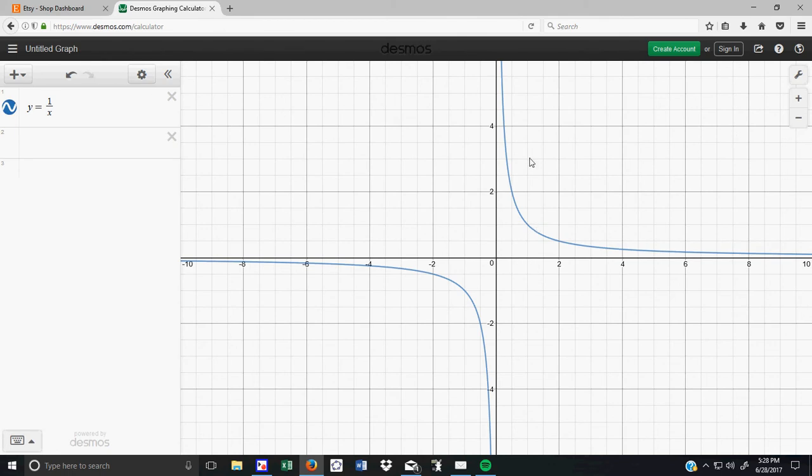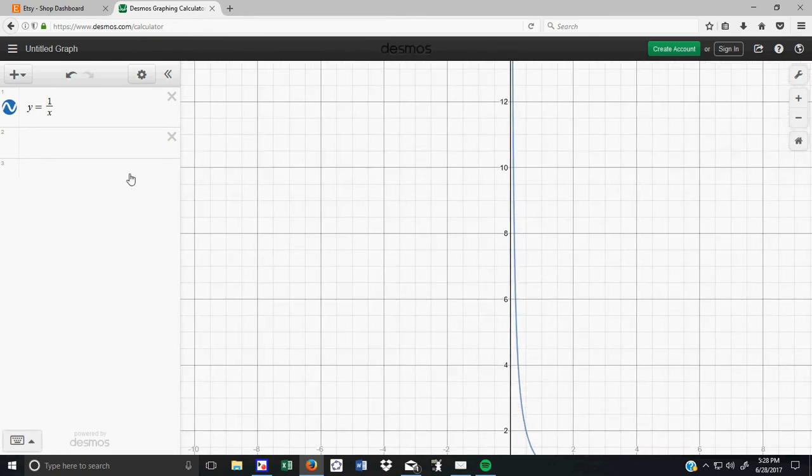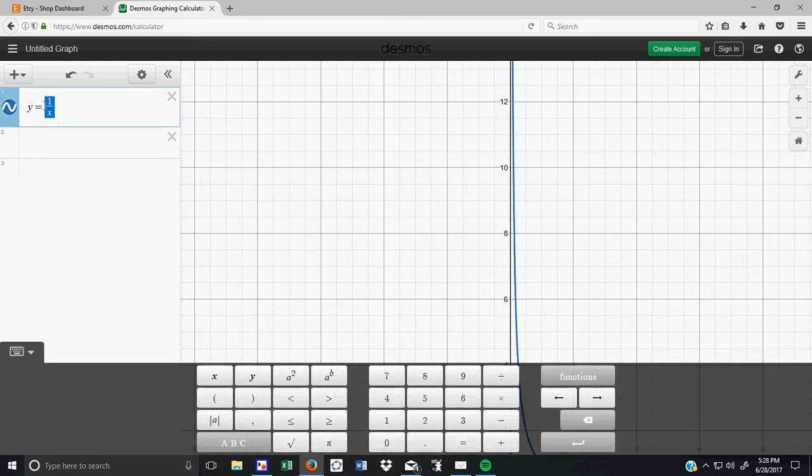All right, so x can't equal 0, but if you put in a number very, very small, like 0.000001, you'll get a very, very large number, which gets you very close to the y-axis. So this is a reciprocal function. And we're going to talk about that when we talk about domains.